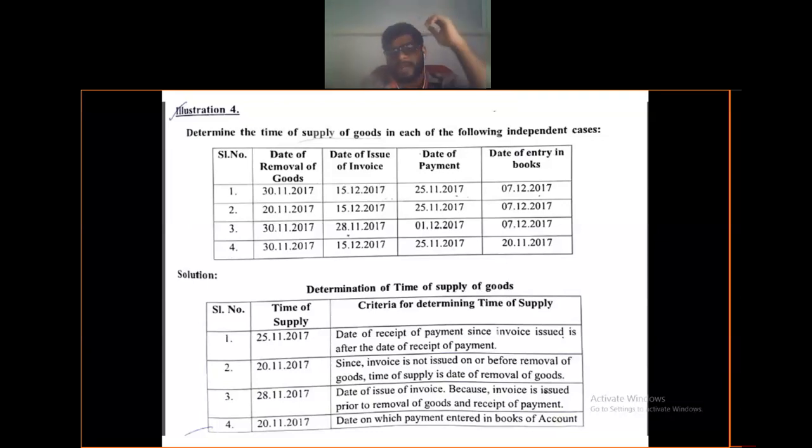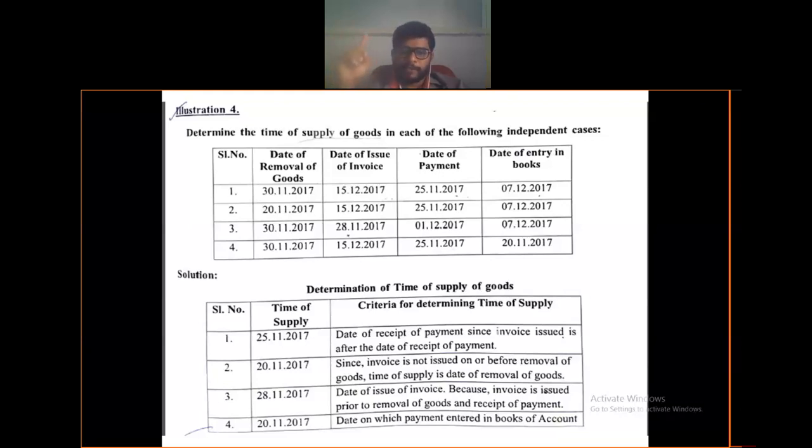And in the third case, 30th November 2017, 28th November 2017, 1st December 2017, and 7th December 2017. So which is the earliest date here? 28th November 2017. That's the time of supply, because the invoice is issued prior to the removal of goods. First they issued the invoice, then they delivered the goods, then the recipient made the payment, and only then it was entered in the books of account of the supplier.